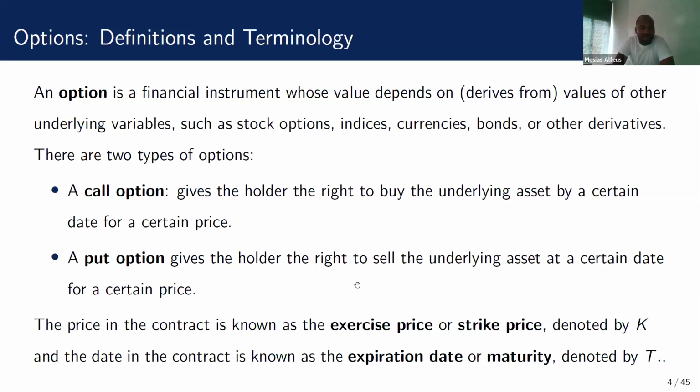We have a call option and a put option. A call gives the holder the right to buy an underlying asset by a certain date for a certain price. You are not obliged to do so, and you only do it when it's favorable. And a put option gives you the right to sell. The term K is the strike price, which we are going to see many times, and capital T is the time to maturity.